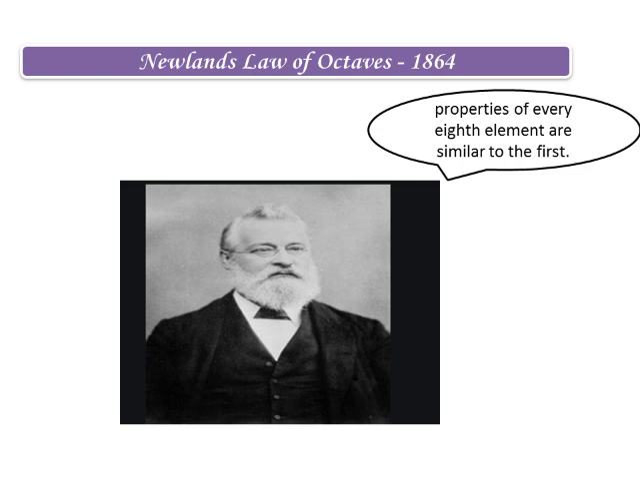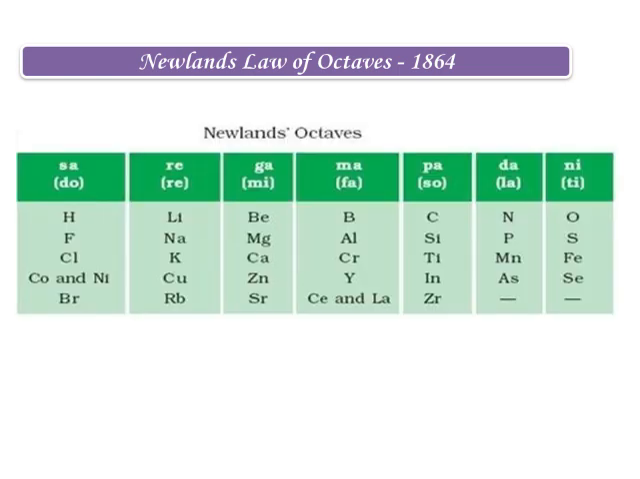Newlands' law of octaves in 1864. John Newlands put forward his law of octaves in 1864, in which he arranged all the elements known at the time in a table in order of relative atomic mass. When he did this, he found that each element was similar to the element 8 places further on. Like the musical octaves, do re mi fa so la ti. So it is an arrangement of hydrogen, lithium, beryllium, boron, carbon, nitrogen, oxygen, and so forth.